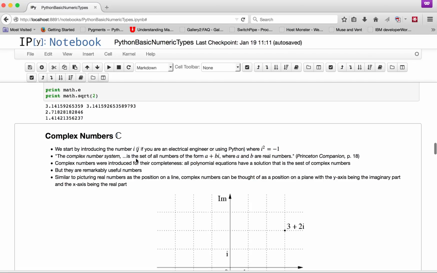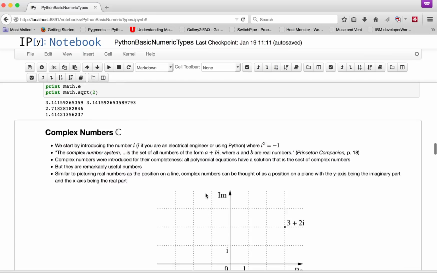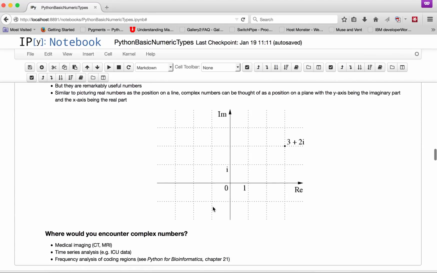The complex number system is the set of all numbers of the form a plus b times I, where a and b are real numbers and I is this square root of -1. Complex numbers were introduced mathematically for their completeness, so that all polynomial equations have a solution in the set of complex numbers. But they are remarkably useful. Despite their name, imaginary numbers, complex numbers, it's really very straightforward to think of them as just positions on the plane, whereas the real numbers were points along a line, complex numbers are positions along a plane.